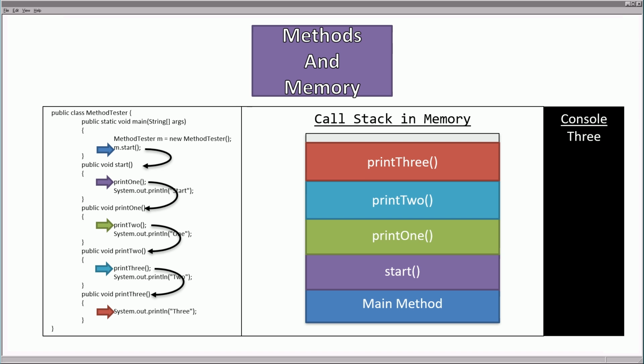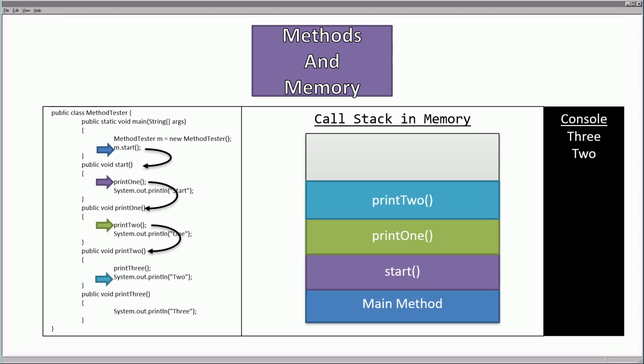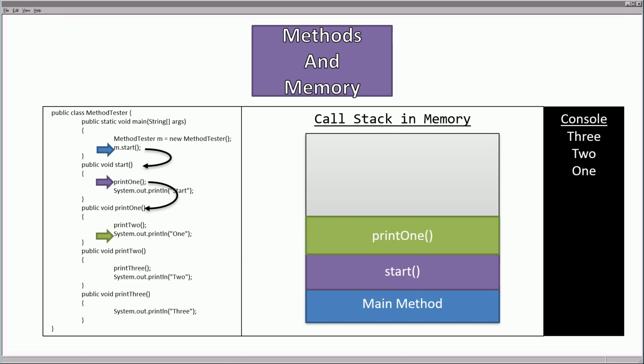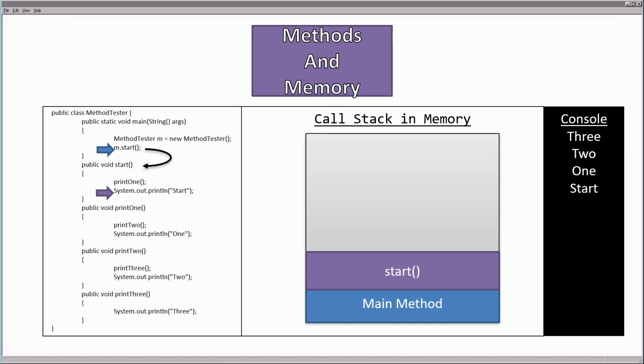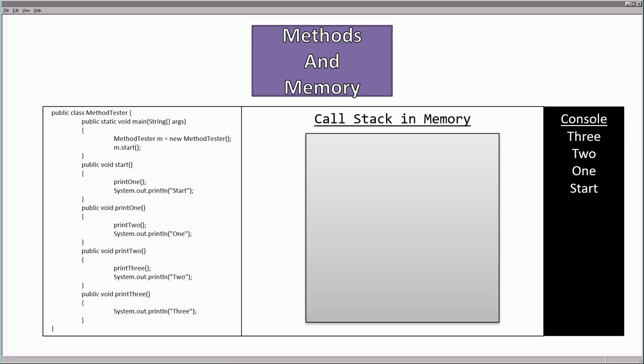Now that method has been completed, we pop it off, return back, and then we move down to the next statement, which is now going to print 2. That's completed. We pop that off, return back, move to the next statement, which prints 1. That's completed. Pops that off, returns back, moves to the next statement, prints out start. That's done. Pops that off, returns back. Now the main method has been completed. The main method is popped off, and the program terminates.